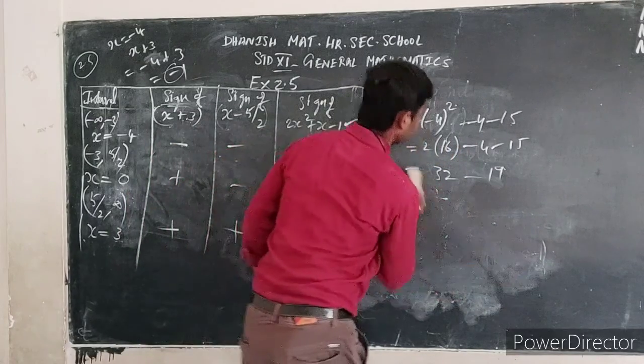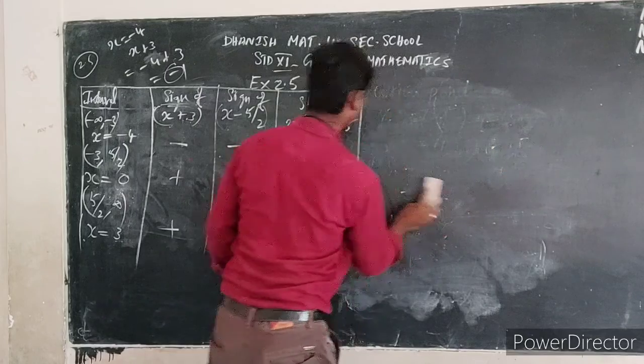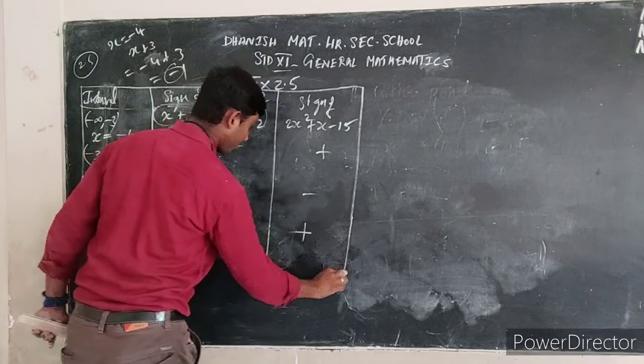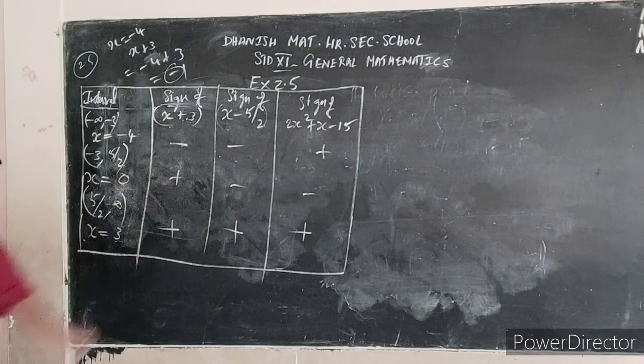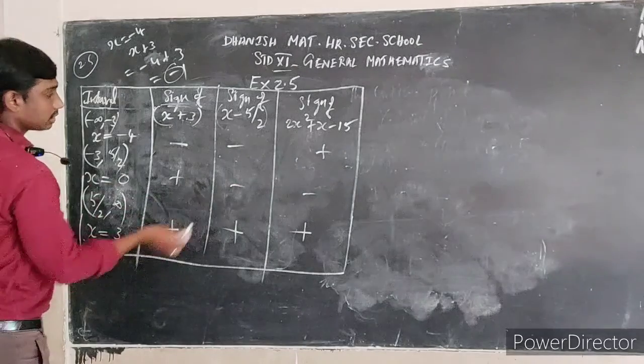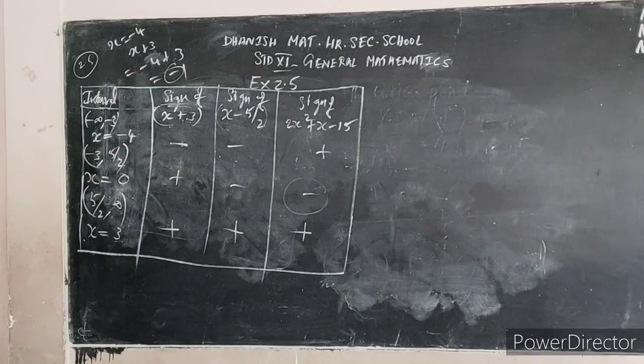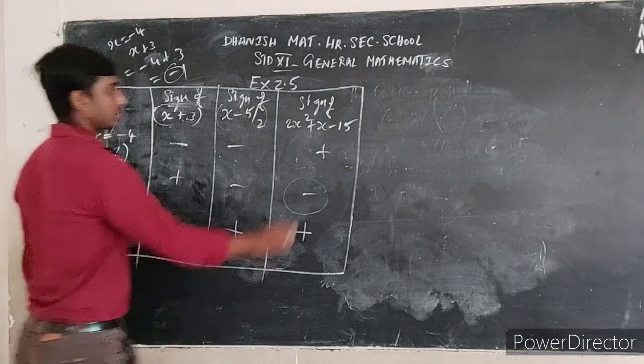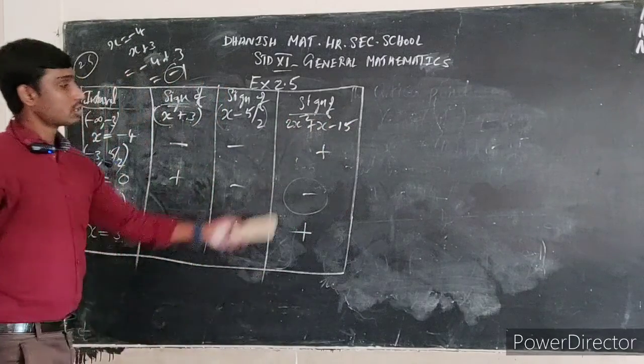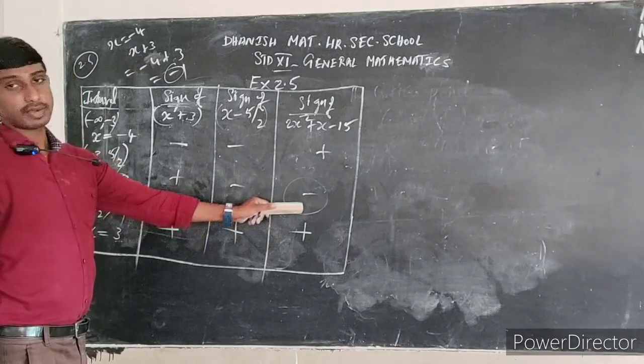So what is the condition here? We are going to take the inequality. Listen, the table is prepared here. In the first interval the signs are minus and plus, in the third plus, and here only we are getting minus.